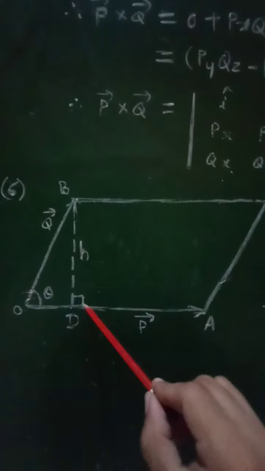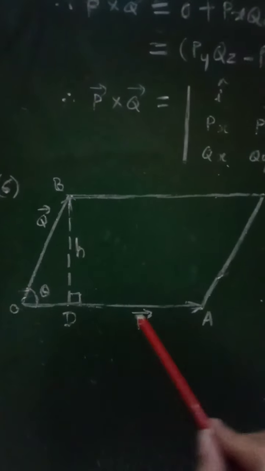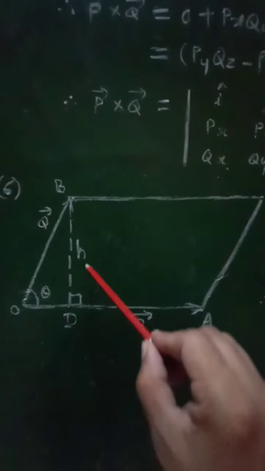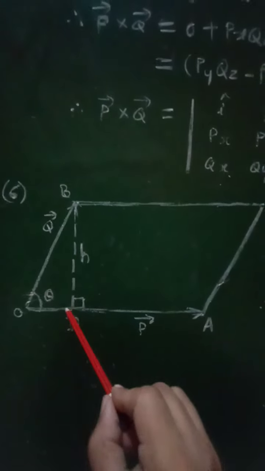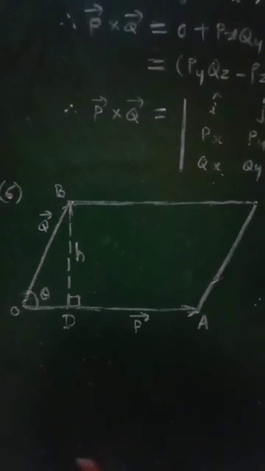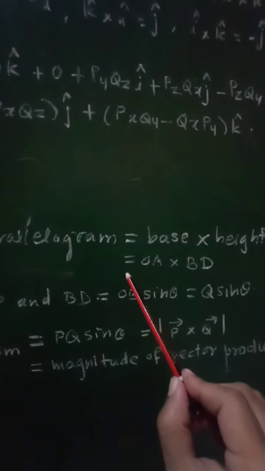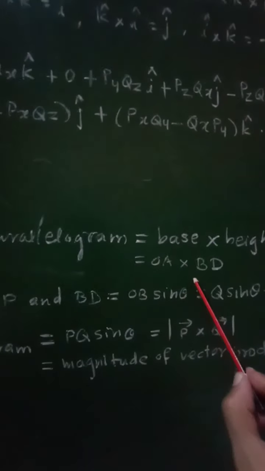BD is the perpendicular drawn on the base of this parallelogram. So OA represents the base and BD will represent the height of that parallelogram, that is h. Now the angle between vector P and Q is equal to theta. Now we know that the area of a parallelogram is given by the formula: area of parallelogram equals base into height. So that will be equal to base OA, height BD, so OA into BD.